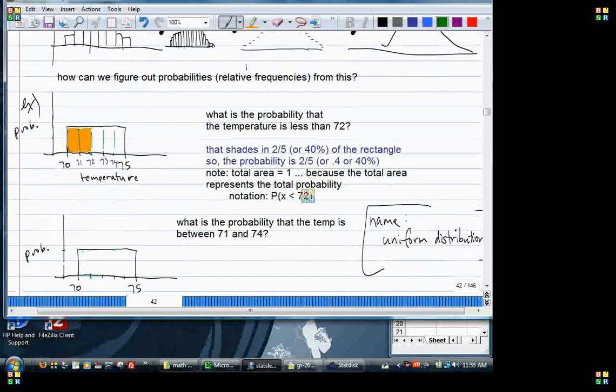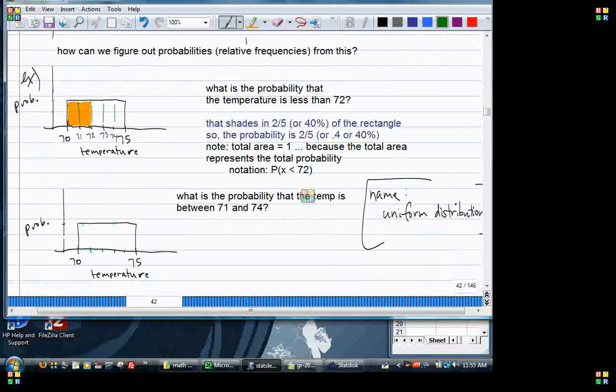Next one. Same thing, same picture, new question. What's the probability that the temperature is between 71 and 74? Okay. So if we're looking for a probability, what's the first thing that we should do? What's the first thing that we should do on the picture?